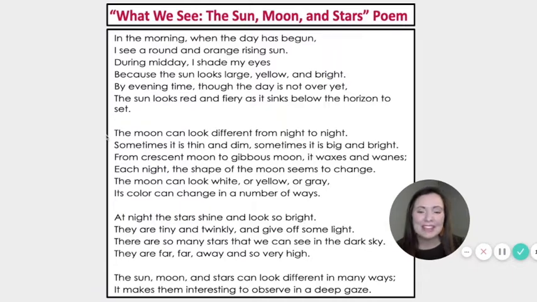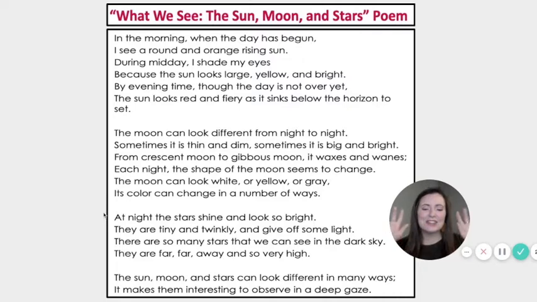The moon can look different from night to night. Sometimes it is thin and dim. Sometimes it is big and bright. From crescent moon to gibbous moon, it waxes and wanes. Each night the shape of the moon seems to change. The moon can look white or yellow or gray. Its color can change in a number of ways.